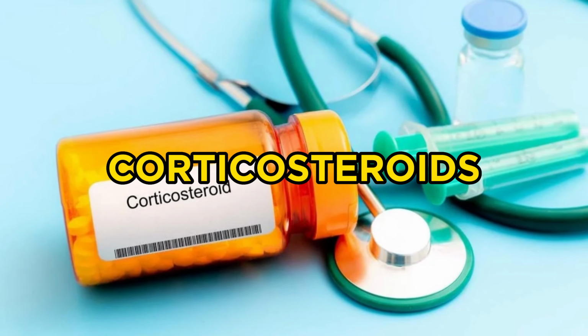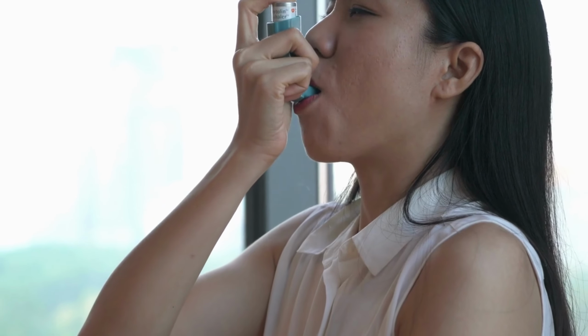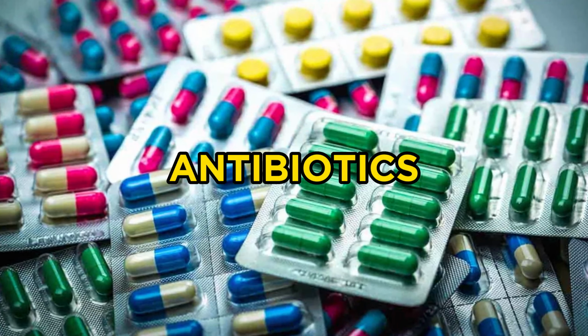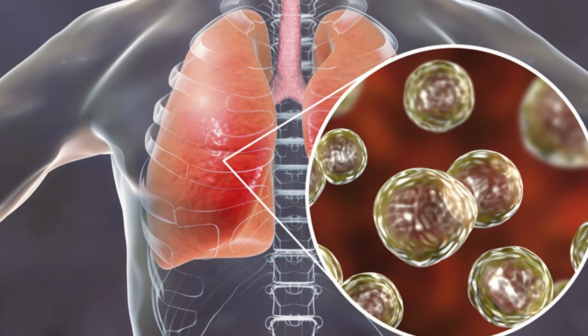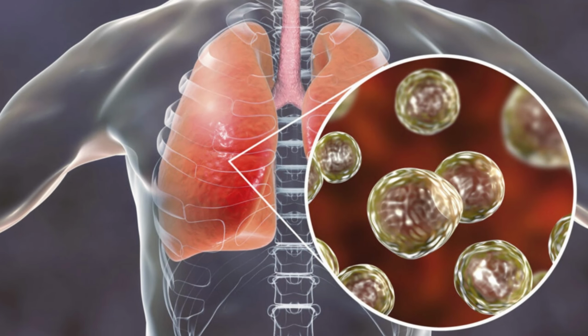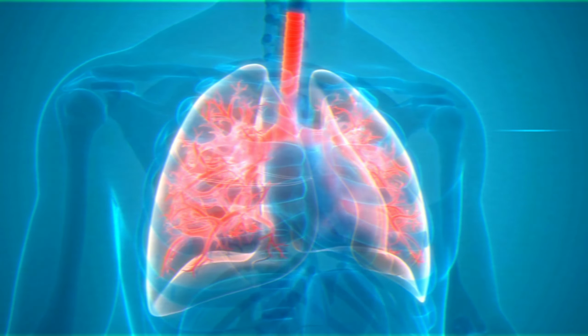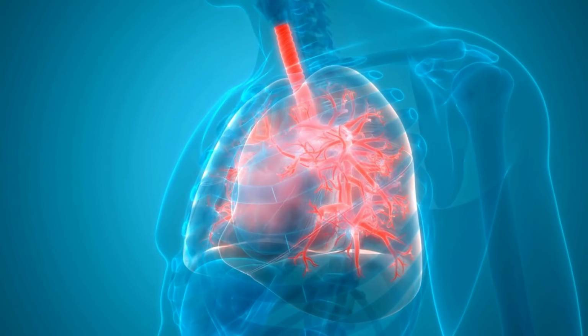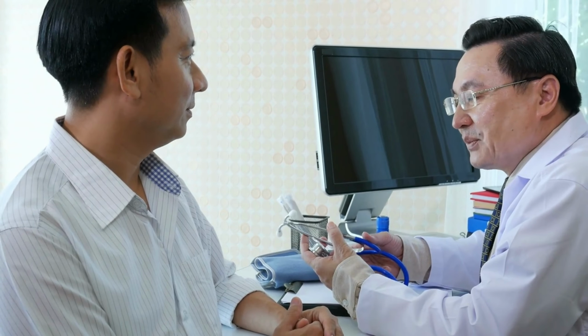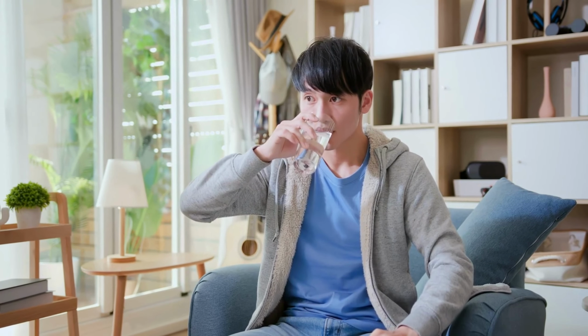Next is corticosteroids. These reduce inflammation in the airways, helpful for conditions like asthma and COPD. Next is antibiotics. They are used to treat lung infections, which can exacerbate lung diseases. And lastly, immunosuppressants. These drugs may be prescribed for autoimmune-related lung disease such as ILD. It's essential to follow your doctor's instruction and take medication as prescribed to manage your condition effectively.